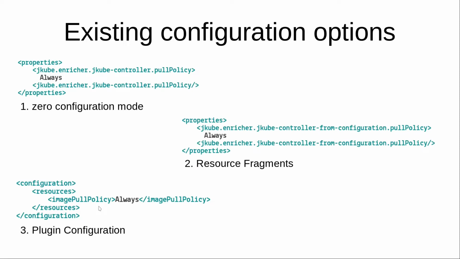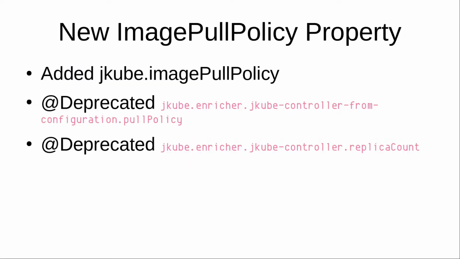So right now this was getting a bit confusing for the end user, and we felt the need to provide a single property to override the image pull policy no matter how it's being used. So we have added this new jkube.imagePullPolicy property, and we have deprecated the other two properties that we had that were specific to enrichers. So let's take a look at that.